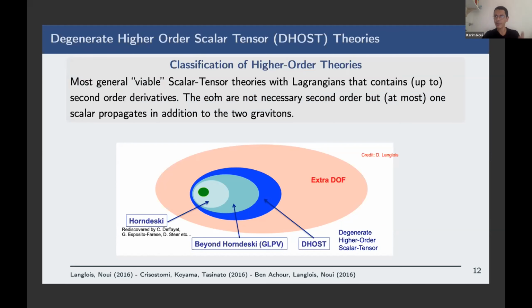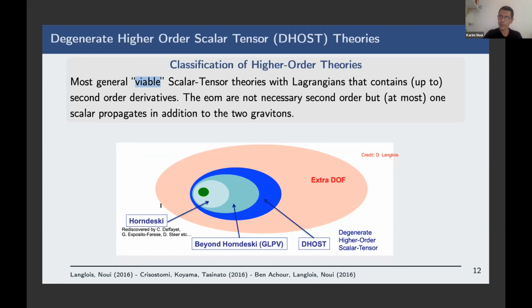In the general case, again, the equations of motion are not second order, but at most only one scalar propagates in addition to the two gravitons. And this is what we mean by viable scalar tensor theories. Viable means that we have scalar tensor theories where we have two gravitons plus only one scalar which is propagating.